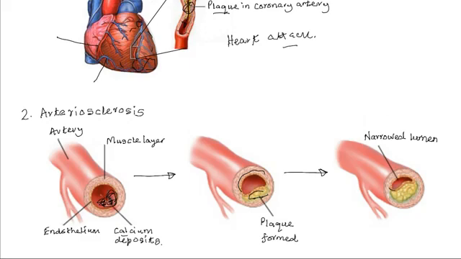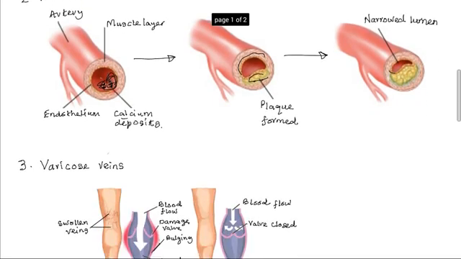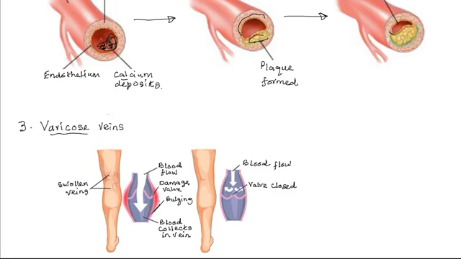A third defect of the circulatory system is the presence of varicose veins. Now, varicose veins are the condition in which the superficial veins, that is the veins that are just under the skin, become swollen and flabby. This comes about as a result of the failure of the semilunar valves to function. When the semilunar valves fail to function, then they cannot prevent a backflow.